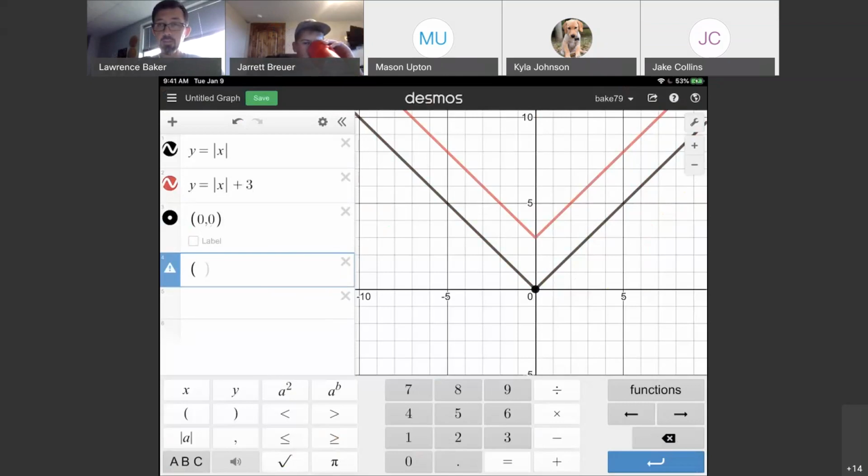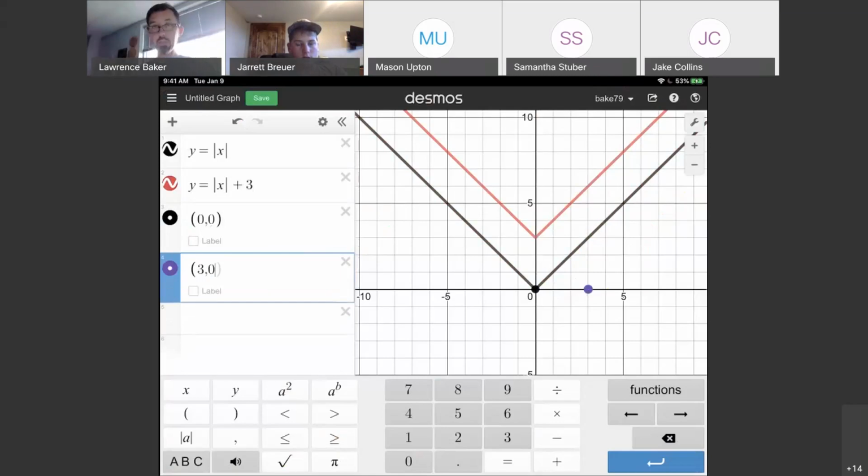No, that's not it, Jarrett. Samantha, where's the vertex of our new function? Will you say that again? Where's the vertex of our new function, our red one? Is it 3, 0? Are you talking about the one in red? Yep. So there's 3, 0. Or 0, 3, sorry. Yeah. So 0, 3. Okay.